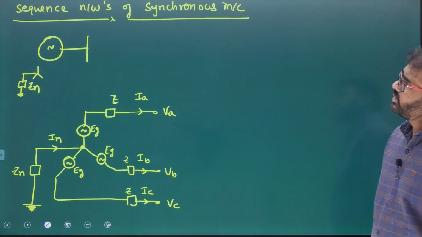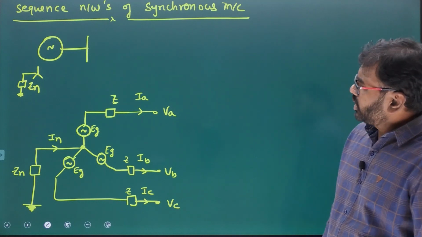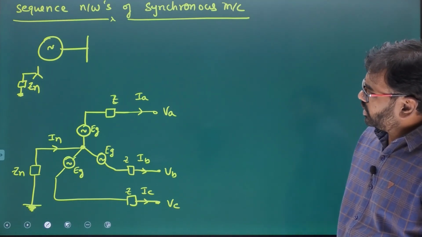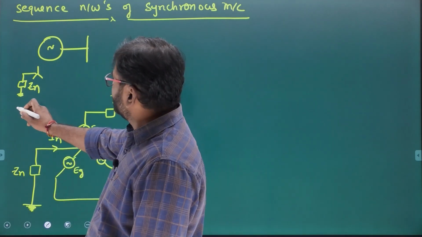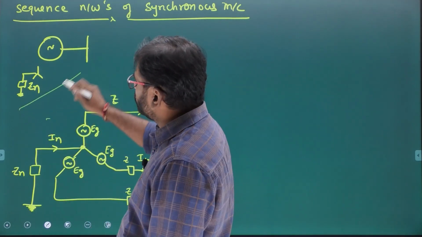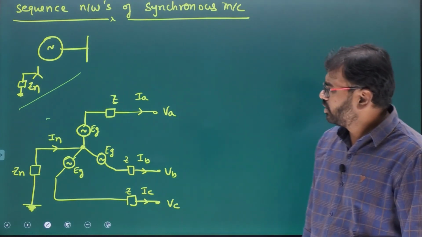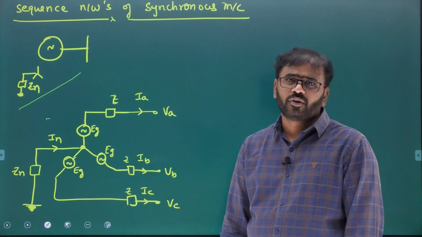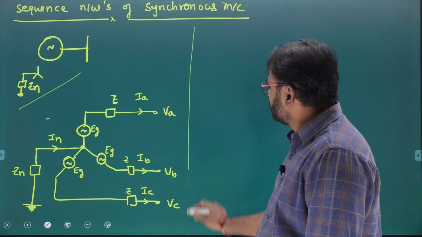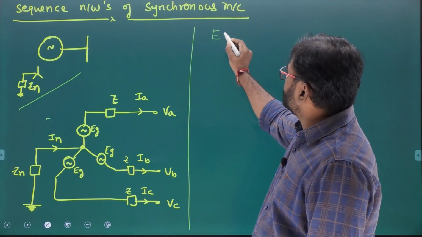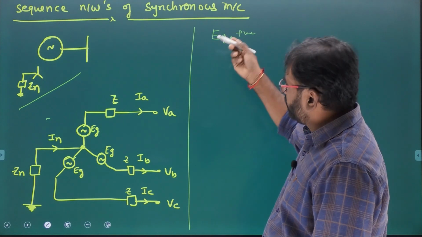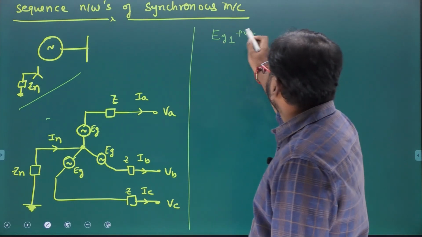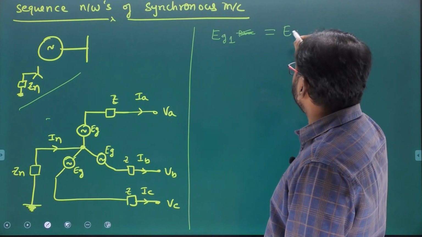Suppose it is a synchronous machine, sequence networks of synchronous machine. I am considering here a star connected generator with neutral grounded through an impedance Zn. This is the three-phase equivalent circuit. But careful about one thing, the positive sequence voltage of the generator, Eg1, is simply Eg.